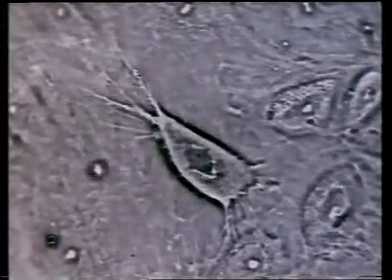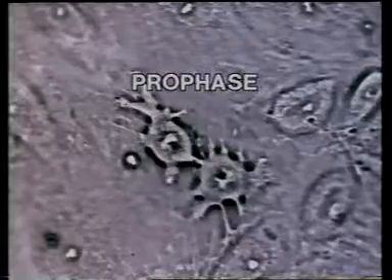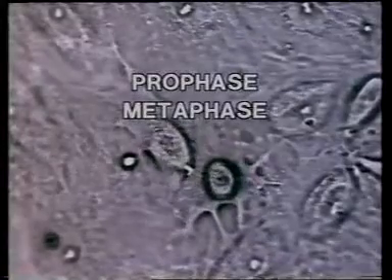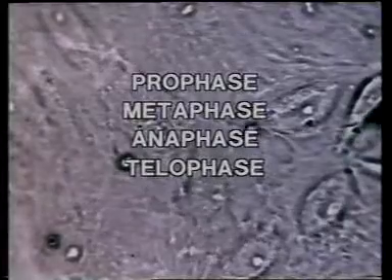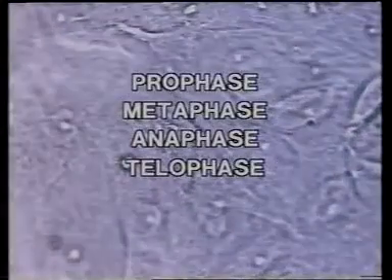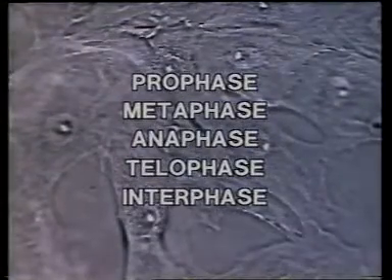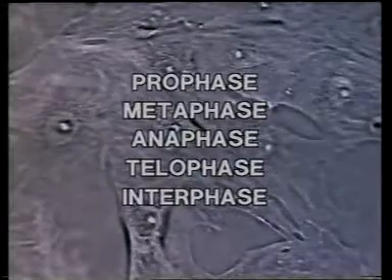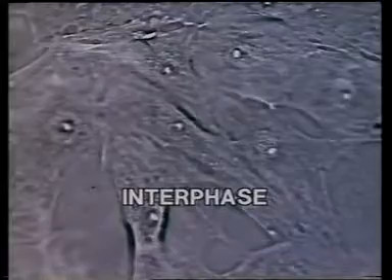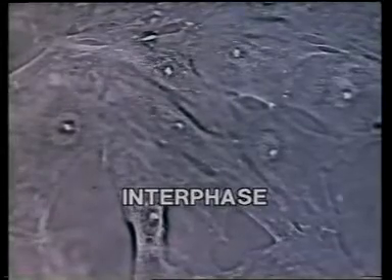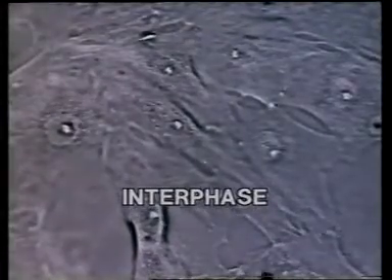Mitosis is divided into 4 phases: prophase, metaphase, anaphase, and telophase. Between divisions, the cells are in a stage called interphase, which is a period of active synthesis of material. It is at this stage that DNA is replicated. The 4 stages of mitotic division in an animal nucleus will be looked at one by one.